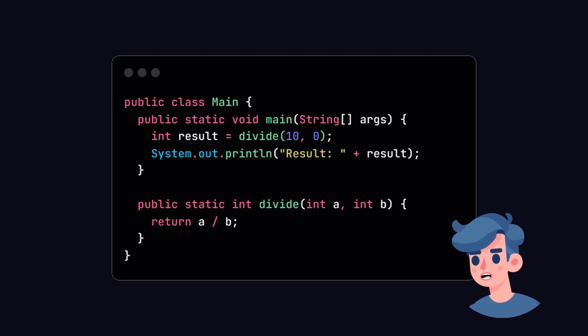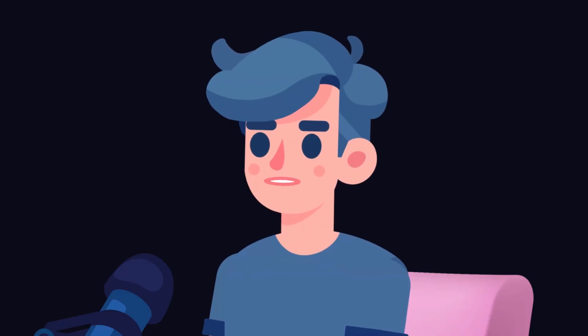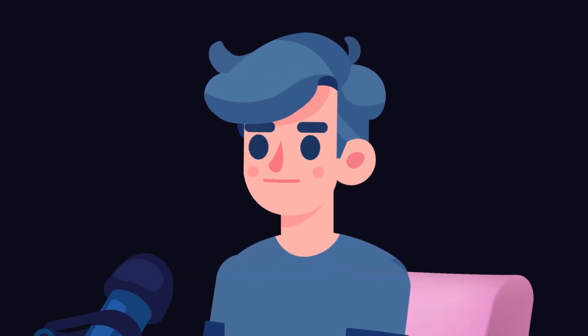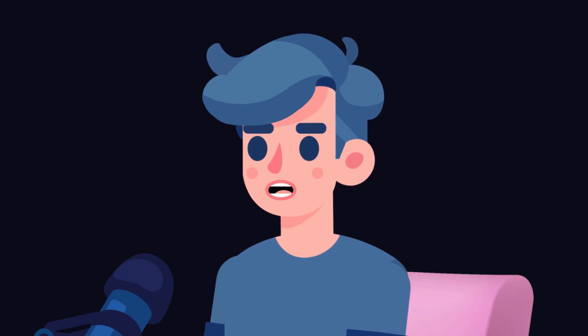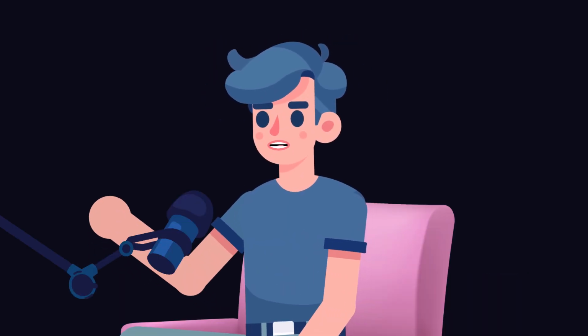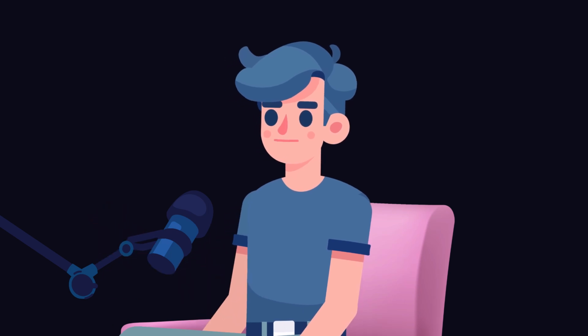Let's implement this method. As you can see in this example, we are calling the divide method with a divisor of 0, which will indeed throw an arithmetic exception. Next, let's set an exception breakpoint in our IDE to catch this exception.